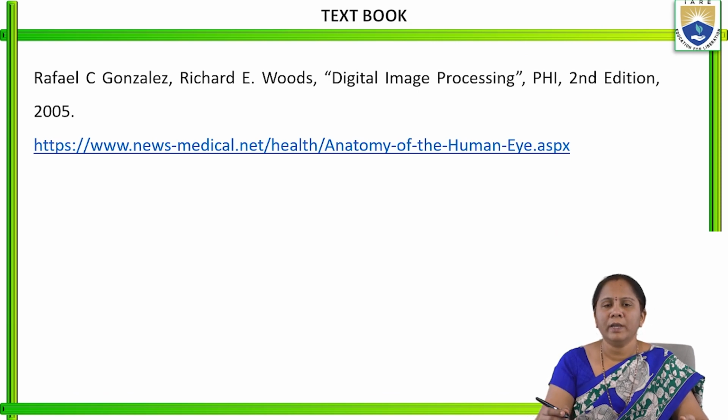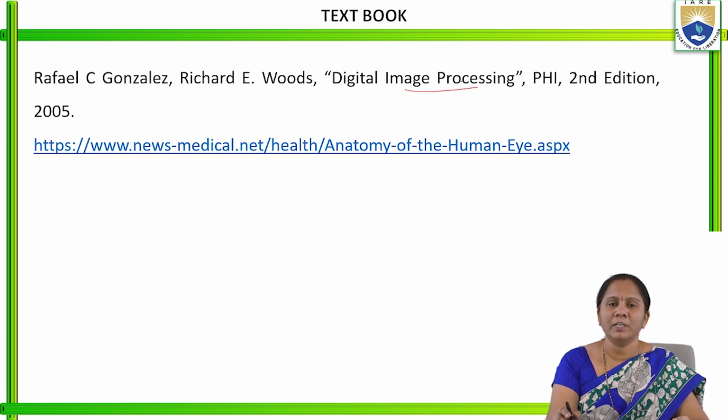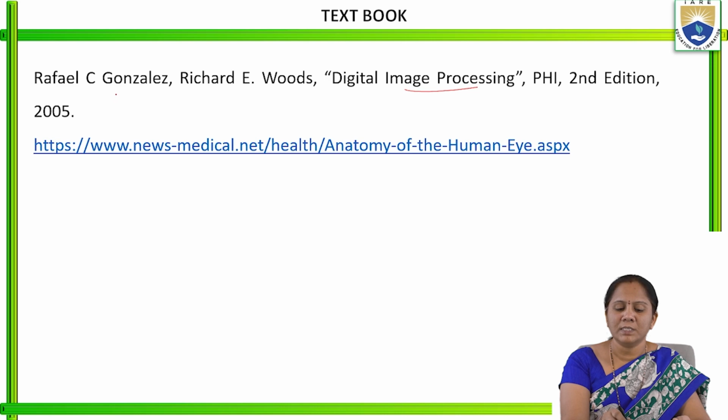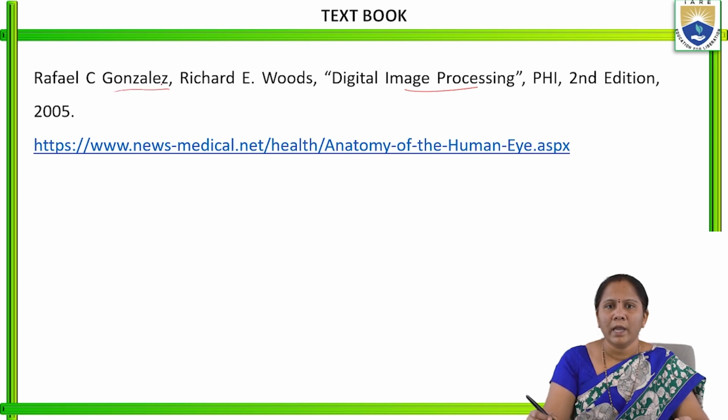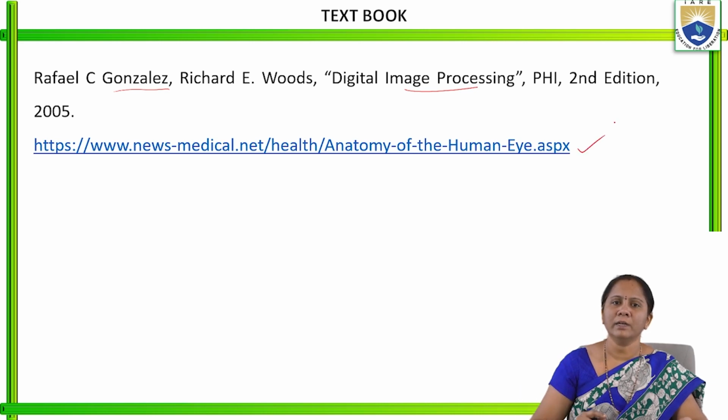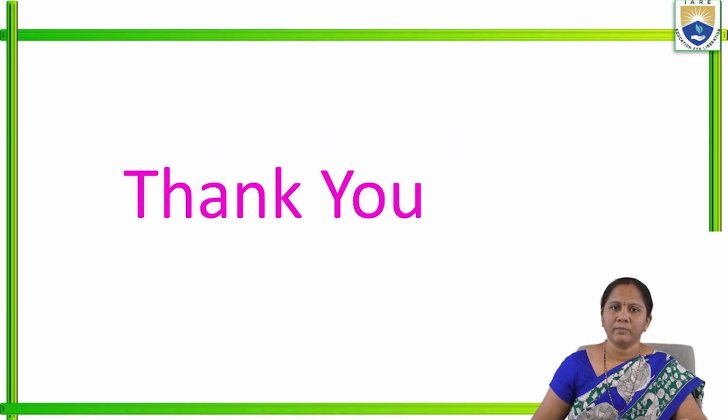So in this session we have discussed the structure of the human eye and how the image formation takes place in the eye, and also we have seen brightness and discrimination. The content we have taken is from the Digital Image Processing textbook written by Gonzalez, and also in order to know the structure of the human eye in detail we have referred to this particular website.